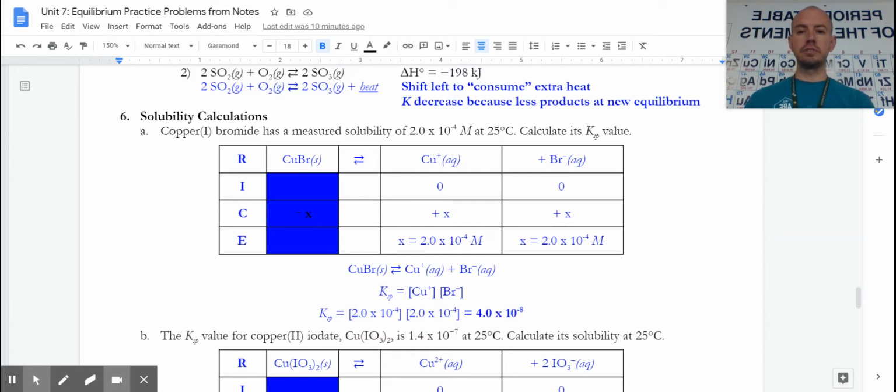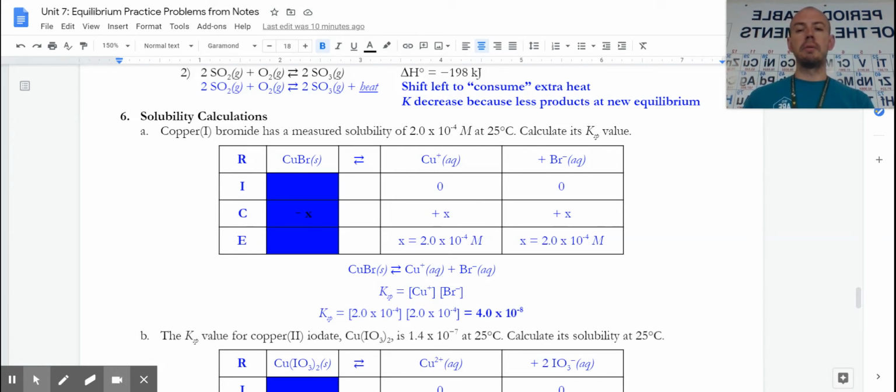So on all of these, you'll see I did make the RICE table. For a lot of solubility problems, it's easy to jump to the equation, to the KSP, and to the math without the RICE table, but it's still good to be in the practice of thinking about what this means. When I blued this column out, the reason for that is that when we're thinking about equilibriums and RICE tables, we're thinking in terms of molarities.